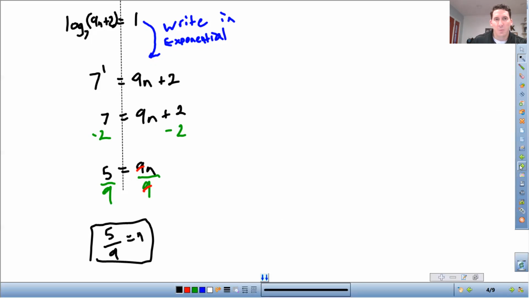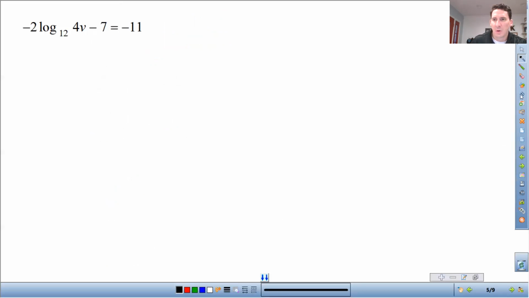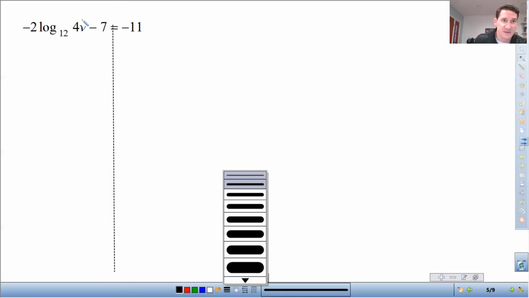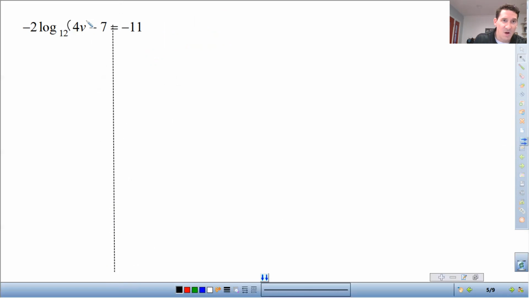All right. One more example with everything. This one is written kind of poorly because it's not clear what the 4b is. So I'm actually going to add some parentheses here. So it's log base 12 of 4b. The -7 is not part of the log. So just like the last one, I can't write the log as an exponent until this stuff is gone. So I need to start off by adding 7 to both sides.